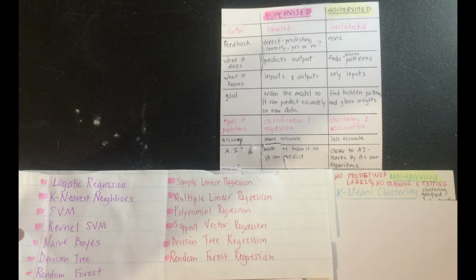What's the difference in their accuracy? Supervised is more accurate, unsupervised is less accurate. How close are they to AI? Supervised must be trained so it can predict, so it's not AI. Unsupervised is closer to AI because it learns from its own experience.